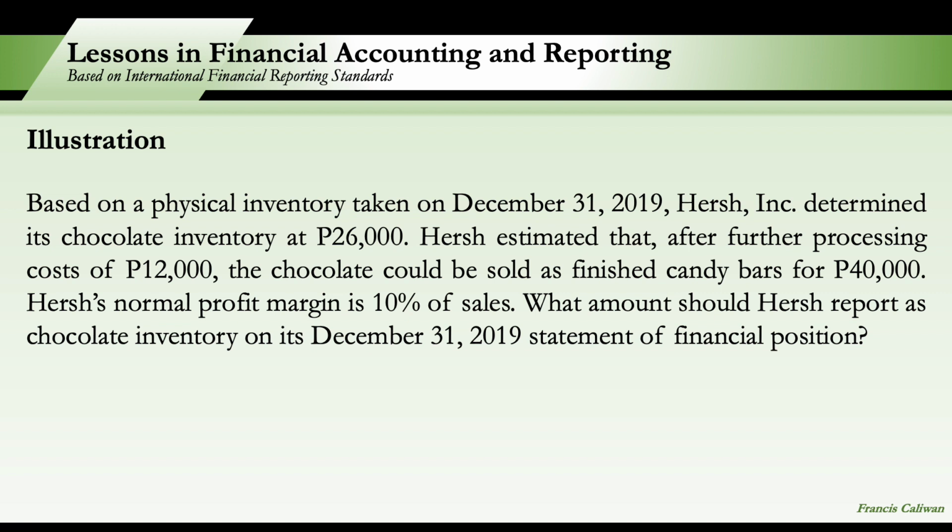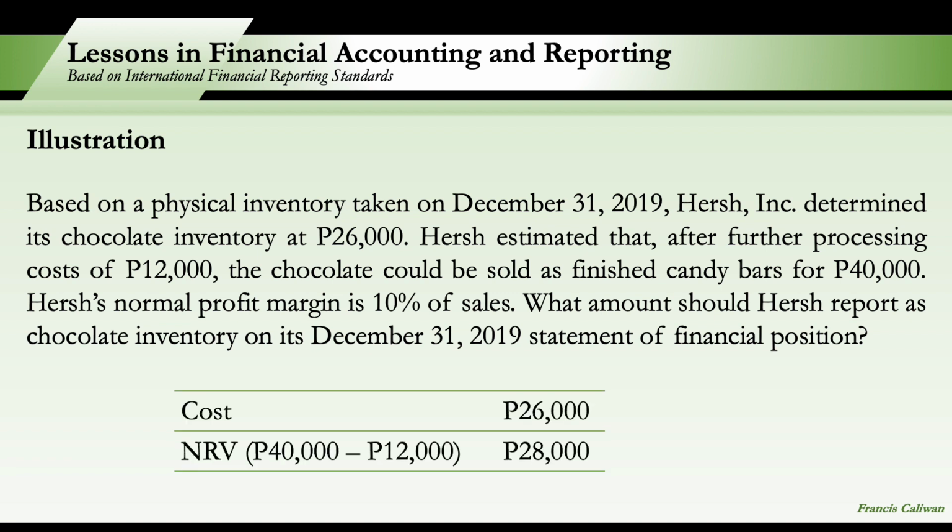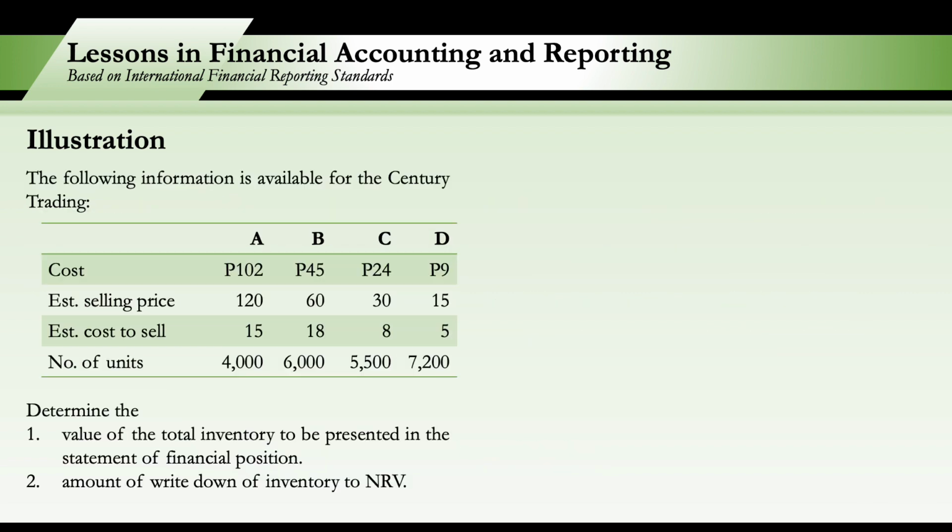It's not included. So, as discussed in chapter 1 or part 1 of our installment series na profit margins are not included in the computation of the cost of inventory. So disregard natin yon in this particular problem. So again, our cost is 26,000 whereas our NRV is 28,000. Ano yung rule natin? Whichever is lower between these two. So our answer is 26,000.